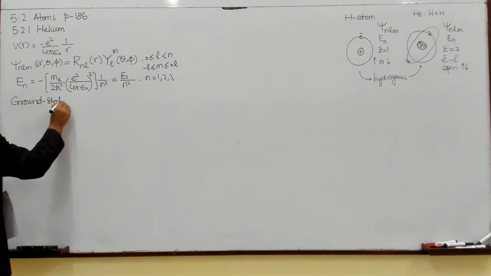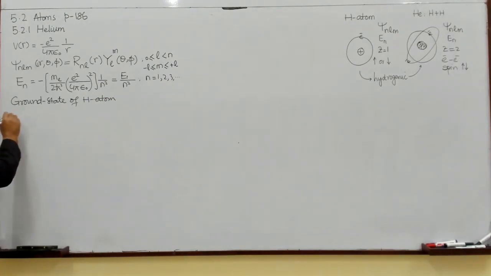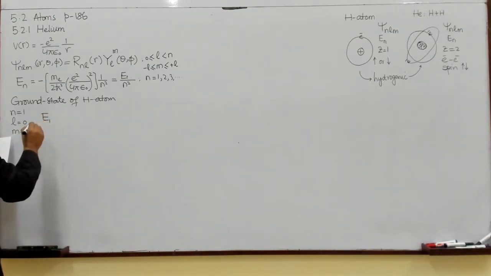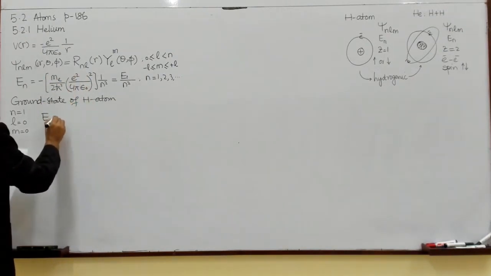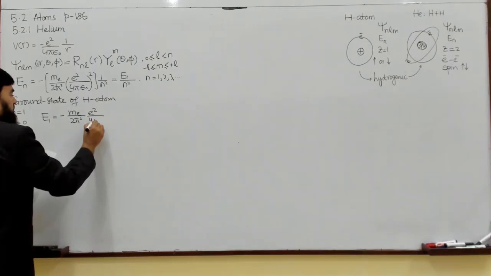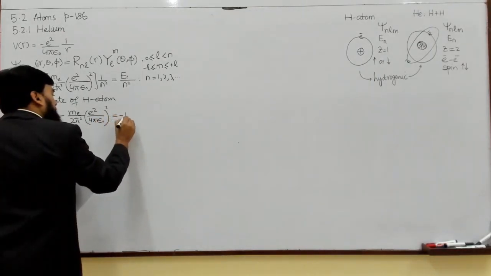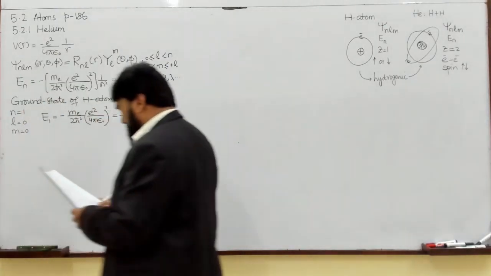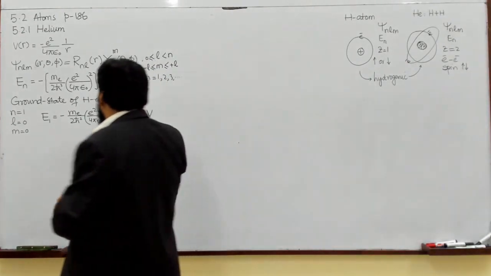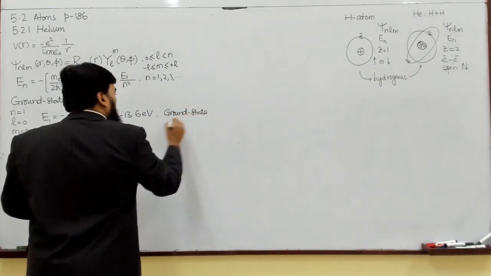ground state of hydrogen atom, and for the ground state n is equal to 1, L is equal to 0, and m is equal to 0. So the ground state E1 is equal to this value only, which is minus m_e over 2 h bar squared times e squared over 4 pi epsilon naught whole squared. And when I calculate this value, it is minus 13.6 electron volts. And this is the ground state energy of the hydrogen atom.